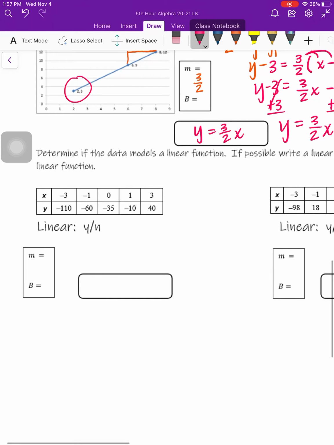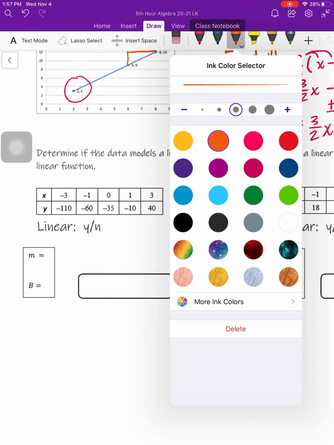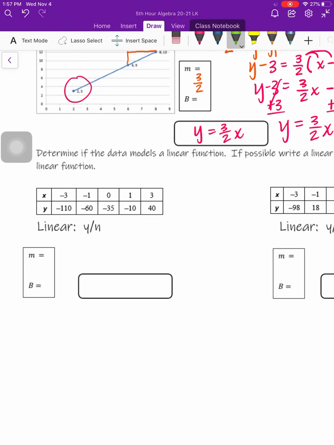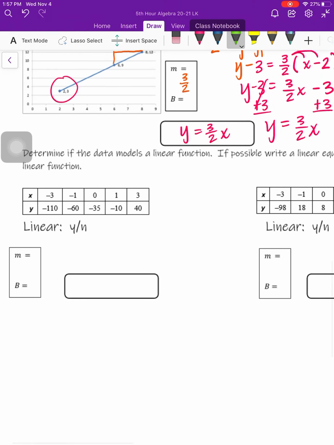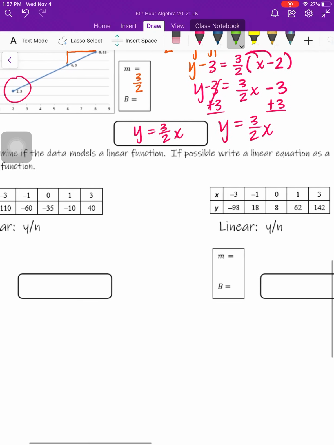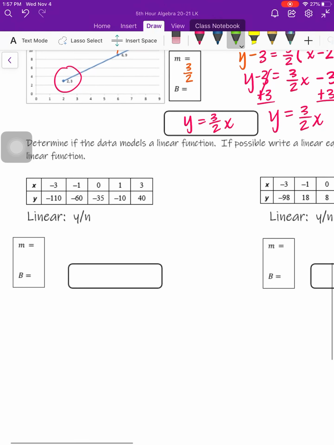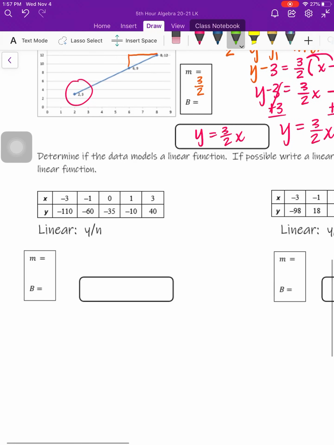All right, in this last section, we're going to look at these data models and decide if they are linear or not. If possible, write a linear equation as a linear function. So we are looking for a constant rate of change. Okay, we're looking for a slope that is consistent.